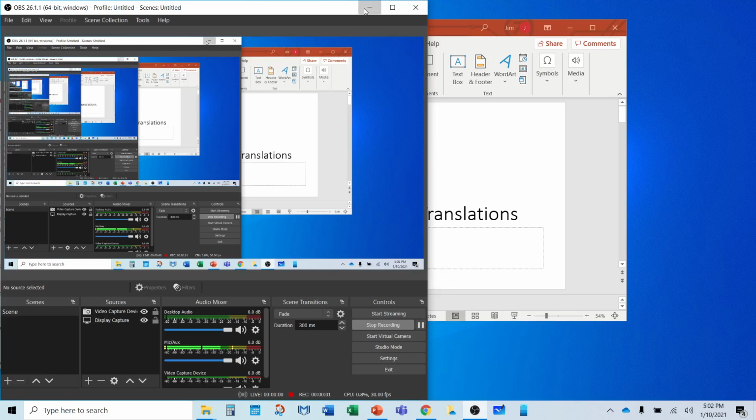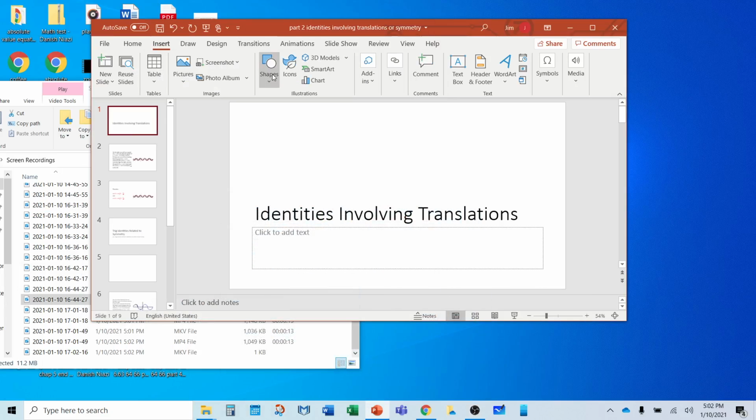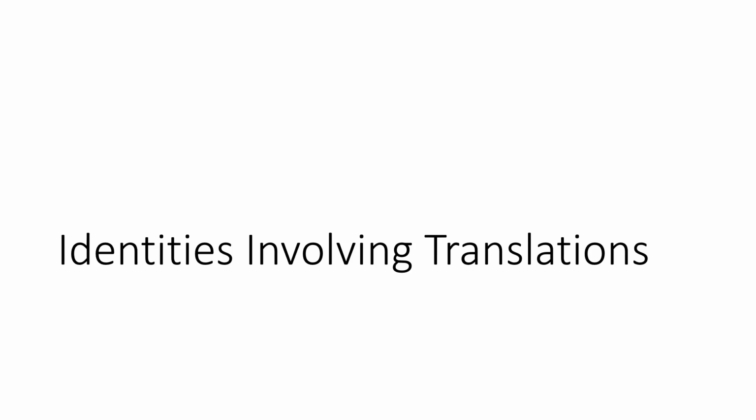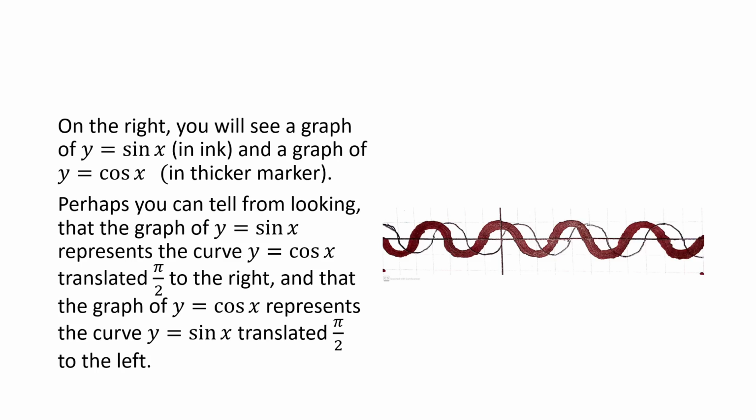In this video, we're going to talk about trig identities that can be established using either translations or symmetry, i.e. even and odd function concepts. Well, to begin, let's look at the function y equals sine x, which is shown in thin ink, and let's also show the graph of y equals cos x, which is shown in thicker marker.